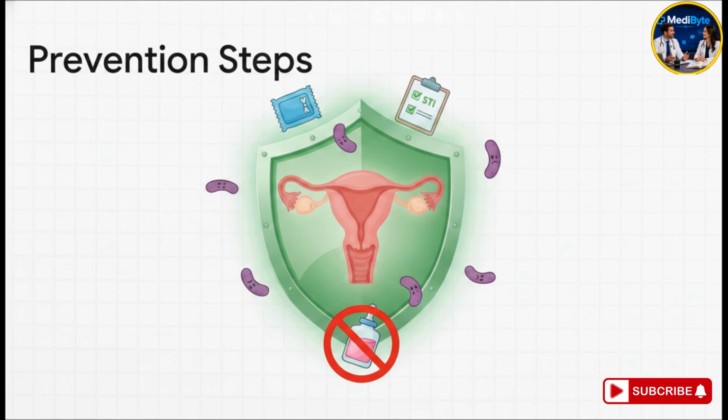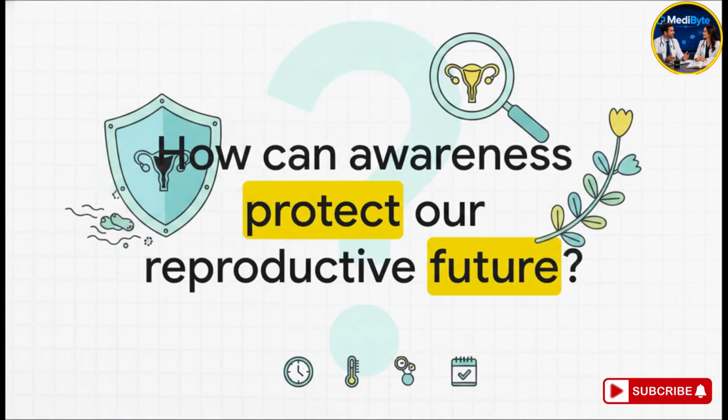It washes away your body's natural protective bacteria and lowers your vaginal acidity, which basically rolls out the red carpet for those harmful PID-causing bacteria. Let's move to our final thought. How can taking control of our reproductive health awareness today actually protect our future? Well, by understanding conditions like PID, spotting those early symptoms, and really prioritizing prevention, we actively safeguard our long-term health and fertility.